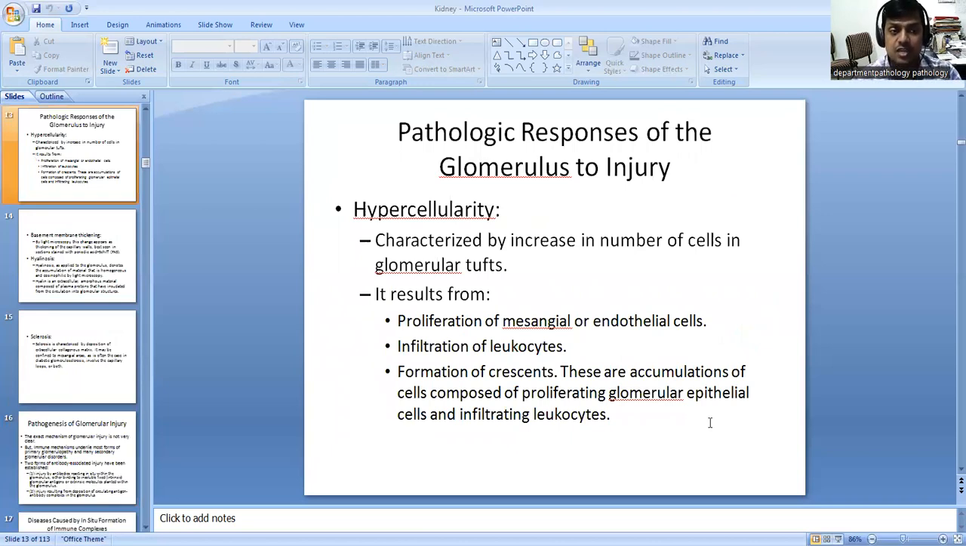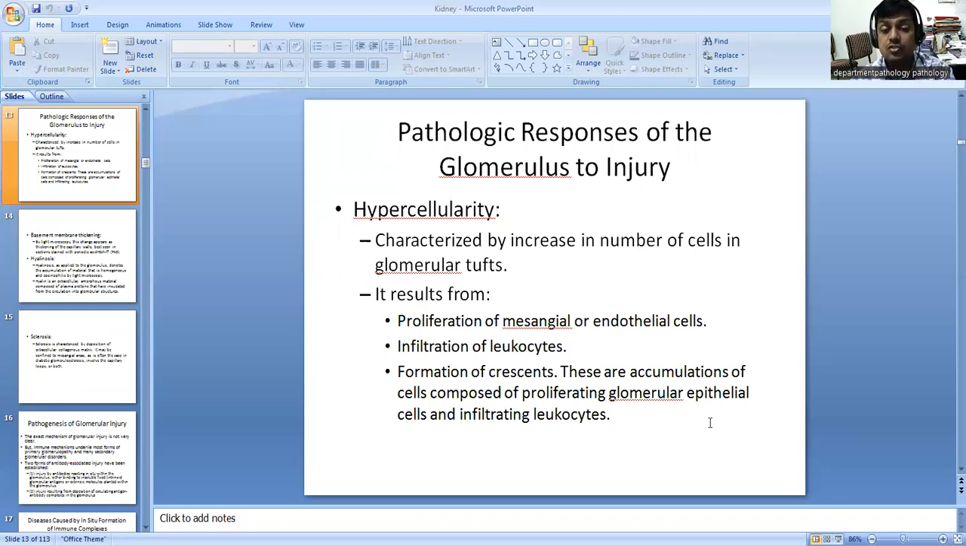Pathologic responses of the glomerulus to injury. Number one response is hypercellularity, characterized by increase in number of cells in the glomerular tufts. The hypercellularity results from A. Proliferation of mesangial or endothelial cells. B. Infiltration of leukocytes. And last is formation of crescents.